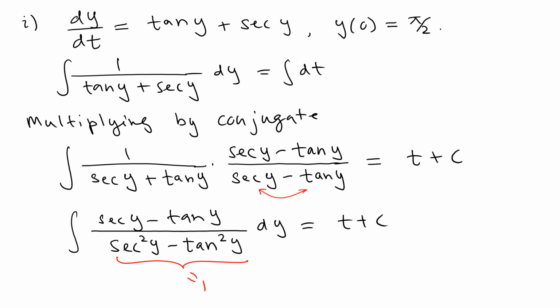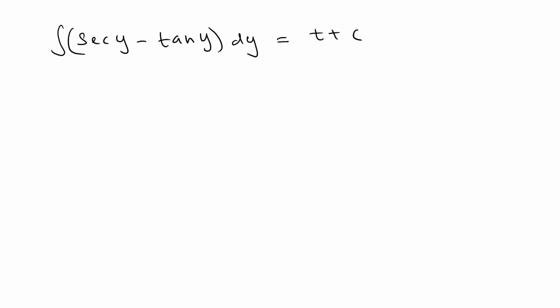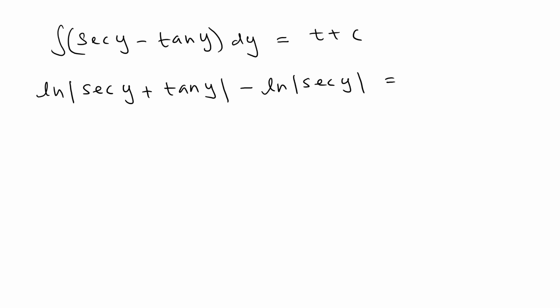So that means you simply get the integral of secant y minus tan y dy equal to t plus c. Now using the table of common values that you can find in the description, you can get that the integral of secant is the natural log of secant y plus tan y, and minus the integral of tan, which is the natural log of secant y, equal to t plus c.